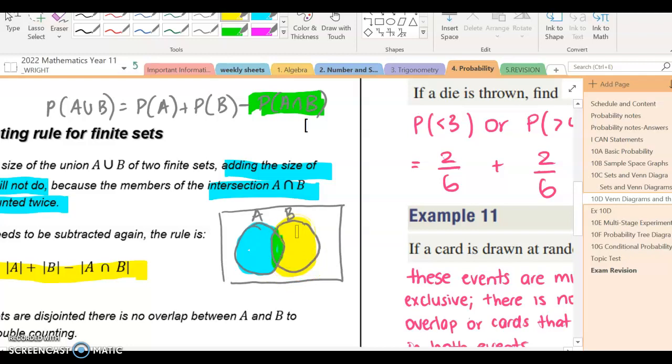So if I was working out in my rule up here, the probability of A union B was the probability of A plus the probability of B, what I've done is I've counted that green bit in the centre twice because it's in the A part and it's in the B part. So I've had to take away one of the intersection pieces in the middle to get it to work. And that's why we've done that, so that we don't count that intersection twice.